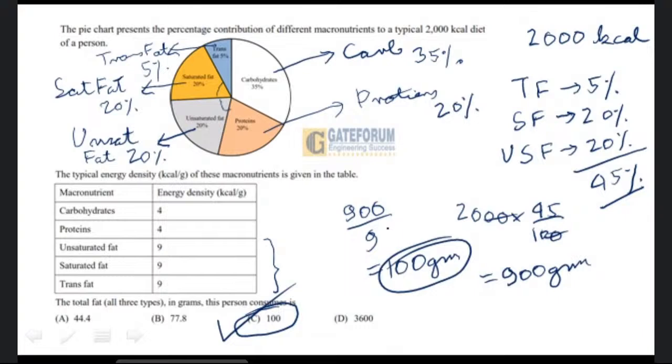The secret of this sum, the shortcut, is that we do not need to find them out separately. Why? Had these figures been different, we would have. But since they are the same, we utilized that opportunity to find them together. Hence, it was a pretty short one.